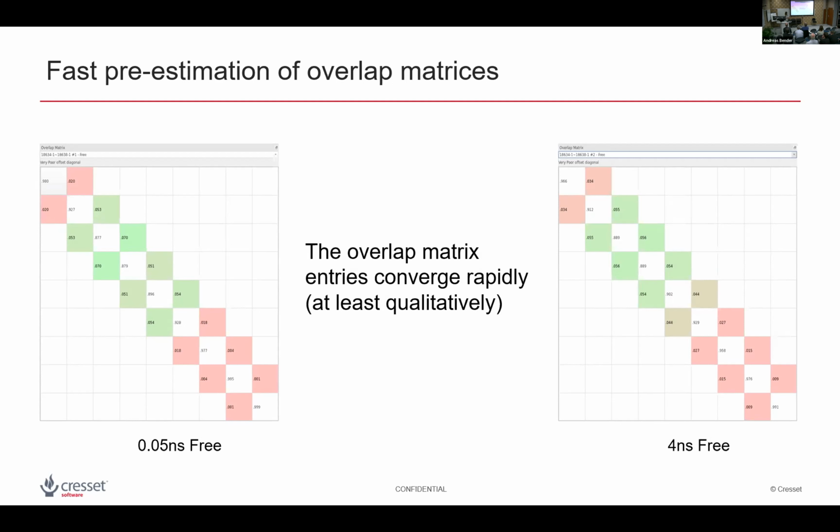So at the end, we know that the overlap matrix converges very, very fast. So you can just run 50 nanoseconds. You can, 50 picoseconds, sorry. You can also run just a free simulation. By doing this, you can get a very good indication of whether your matrix is going to converge or not, and whether you will need to add more lambda windows or not.